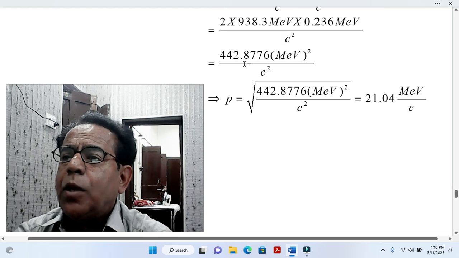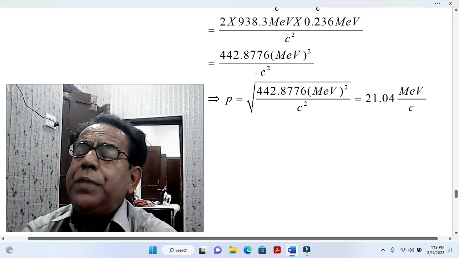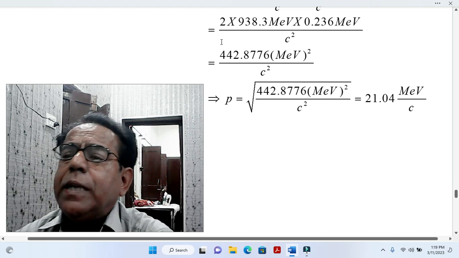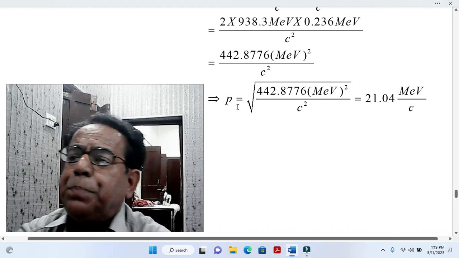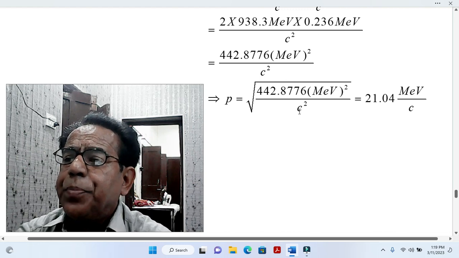Okay, now p square has become equal to this. In the numerator also square, and in the denominator also square. So what we have to do is take just the under root of this and we will get the value of p. That is, p will be equal to under root of all this.